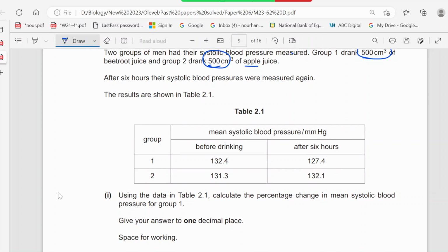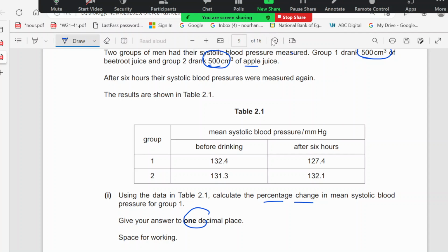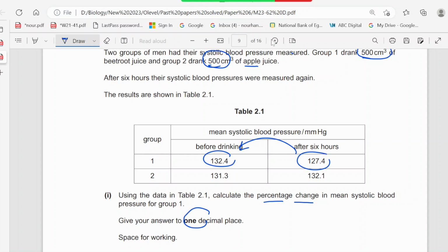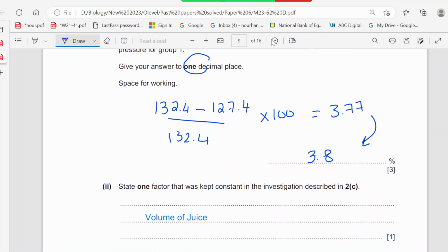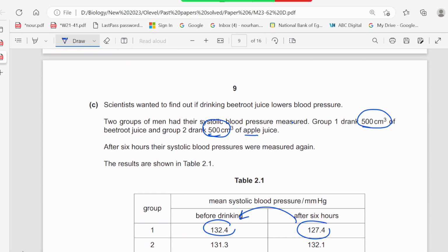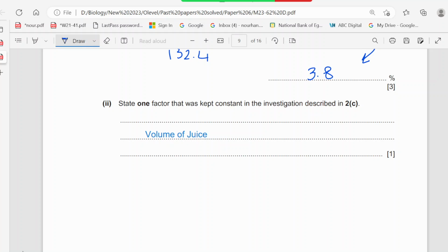Okay. Using the data, calculate the percentage change and give your answer to the nearest one decimal place for group 1. What will I do? The difference between the two numbers over the original number times 100 and then round to one decimal place, so it comes out as 3.8. State one factor that was kept constant. What did both of them do the same? Both of them drank the same volume of juice, 500 cubic centimeter.